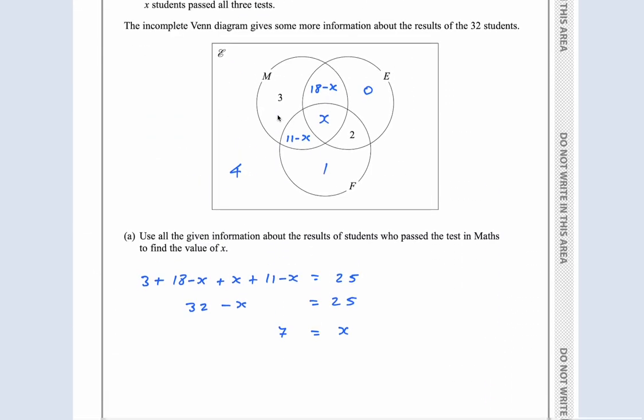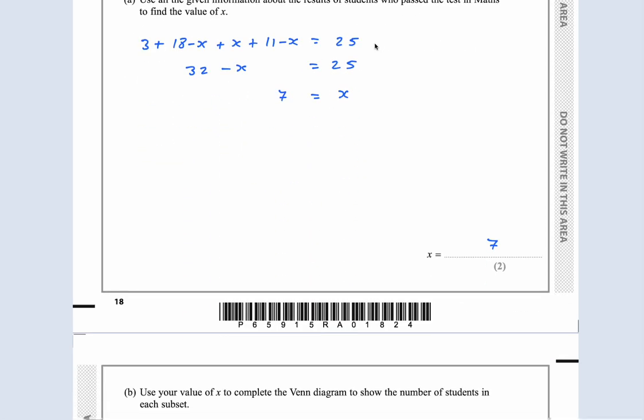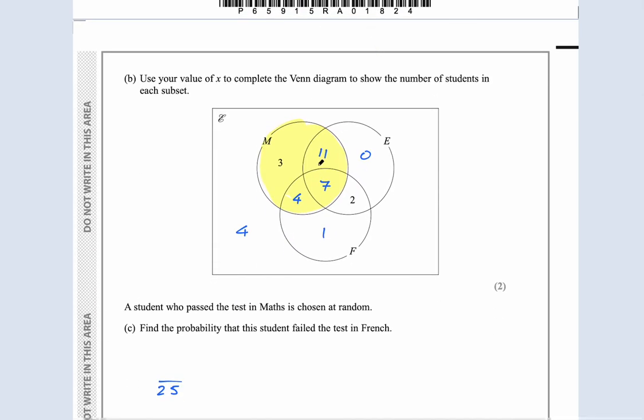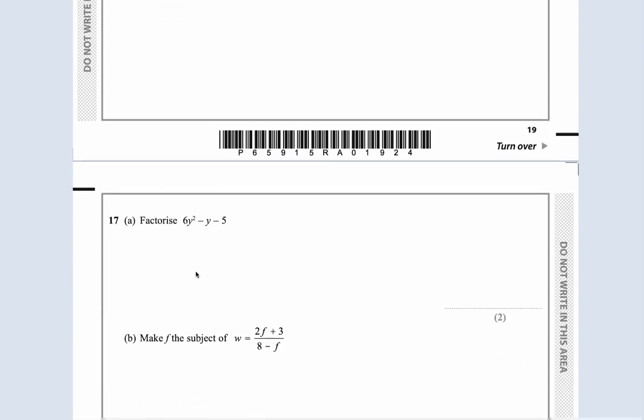Now, how many of these 25 students... guys, let me just check the question again. They all took a test in all of them. So if you're not in this circle, that means you failed the French test. So actually these 3 and these 11 failed the French test because they're not in the French circle. 3 plus 11 is 14. So it's 14 out of 25. Okay, it was only worth 1 mark.